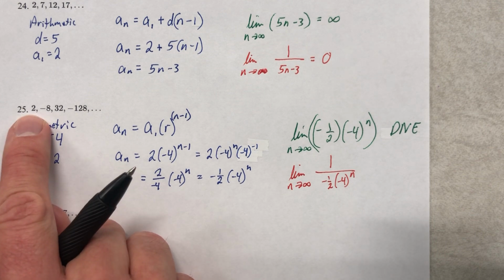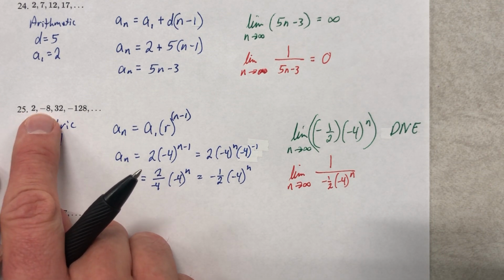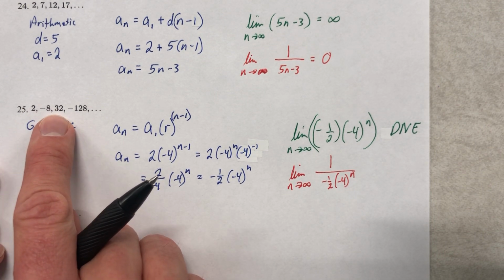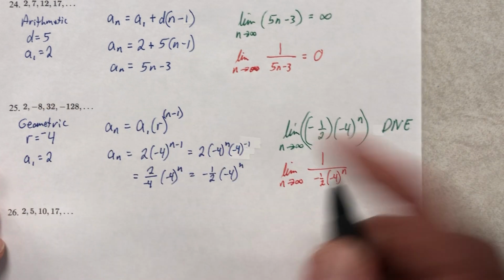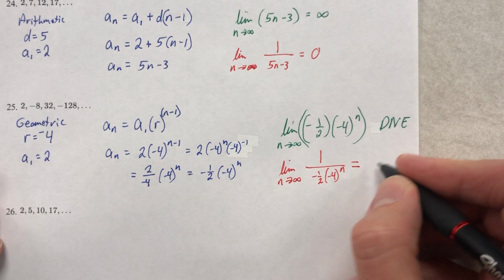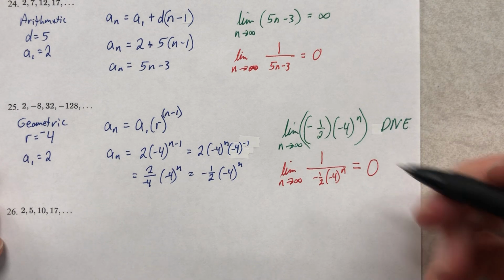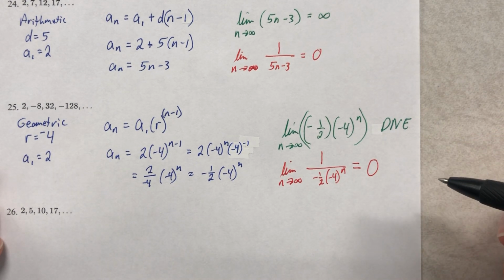So what's happening here? 1/2, okay? Then negative 1/8, then 1 over 32, then negative 1 over 128. As I do that, these numbers are getting closer and closer to 0. They are alternating, yes, but they're still approaching 0.